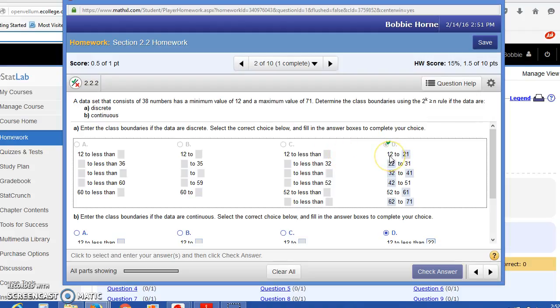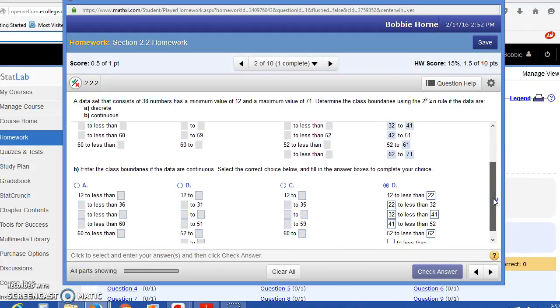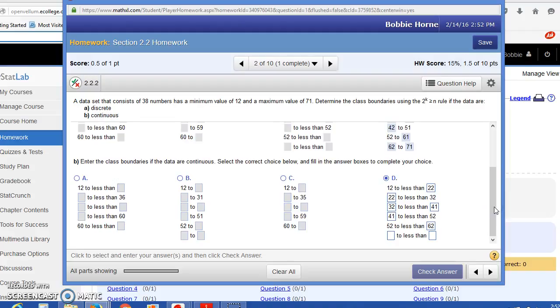So if you calculated 12 to 21, that is actually 10 numbers, because you are including both 12 and 21 in that calculation. Then when you go up to the next class, you start with the next number, 22 to 31, 32 to 41, 42 to 51, and so forth. Okay, this is the one that I had started working on, but I wanted to show you something.